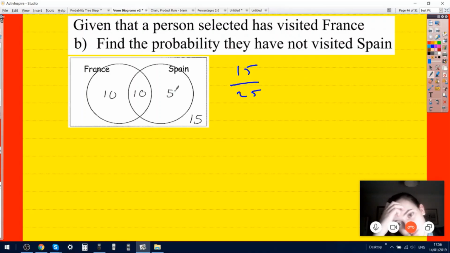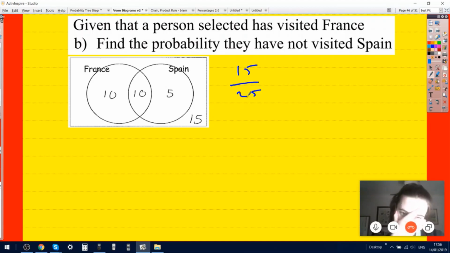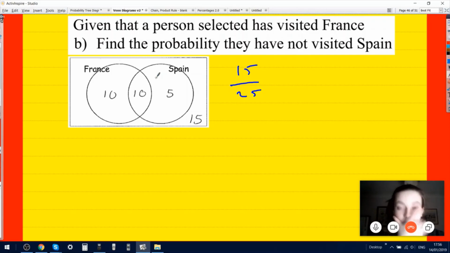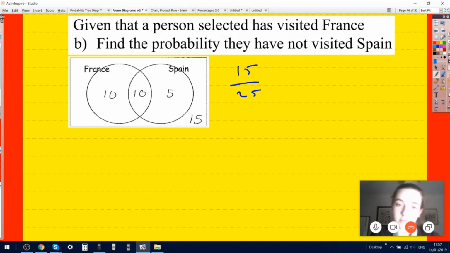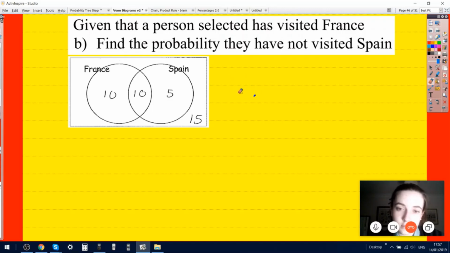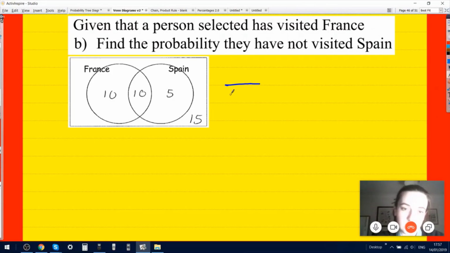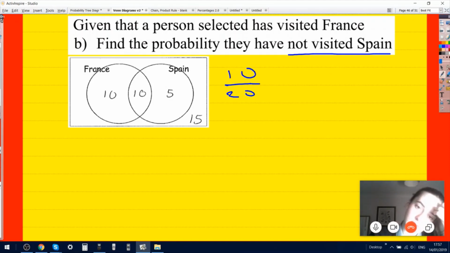Let's see this one. They have not visited Spain, so not Spain is 25. Given that a person selected has visited France, so it's given that the person selected has visited France. So how many people visited France? 20. And of those, how many have not visited Spain? Oh, 10. Yeah.